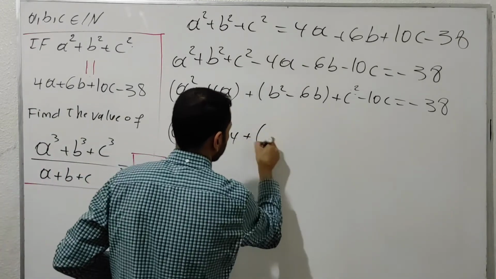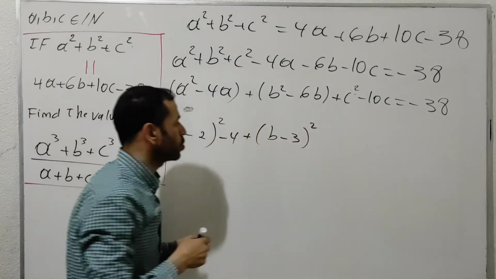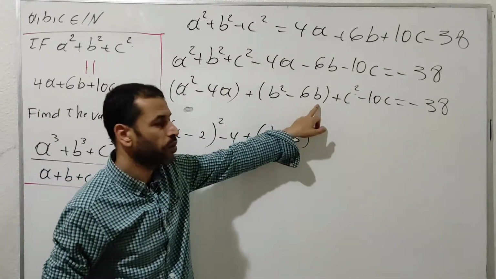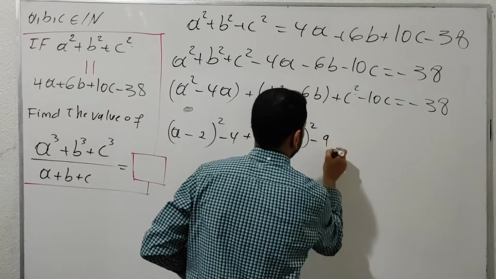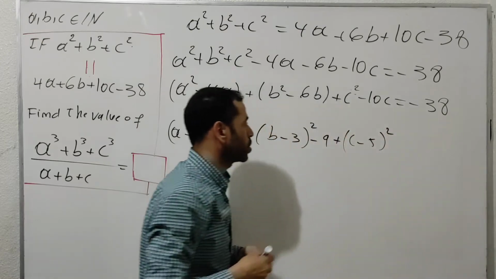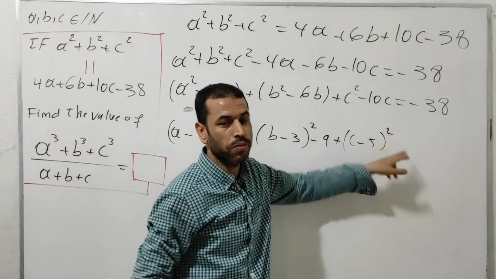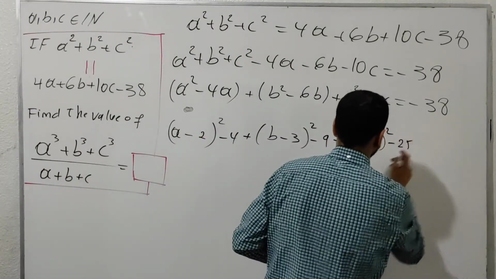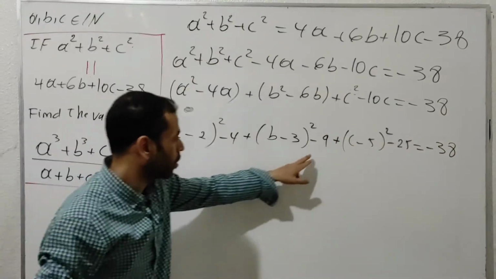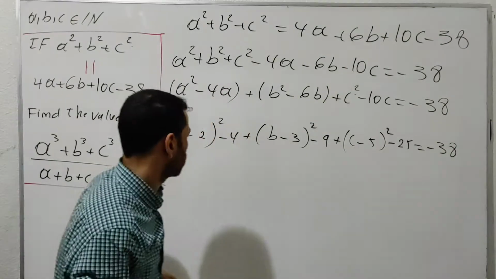For this one I will have the same thing: b minus 3 squared. If I distribute, this gives b squared minus 6b plus 9, but we don't have 9 here, so we need to subtract that term as well. The same thing with this term: I will have c minus 5 squared, which gives c squared minus 10c plus 25. I'm going to put minus 25 in order to cover this one. Then minus 38. I'm going to move all the numbers to the right and leave the squares on the left side of this equation.